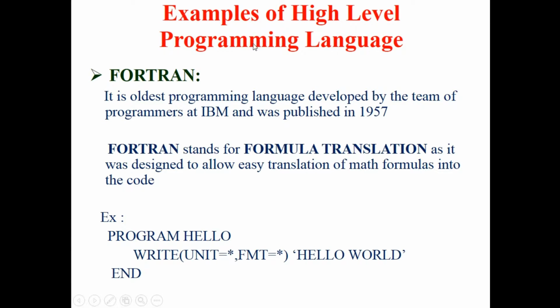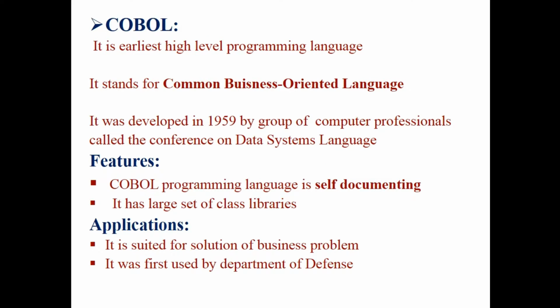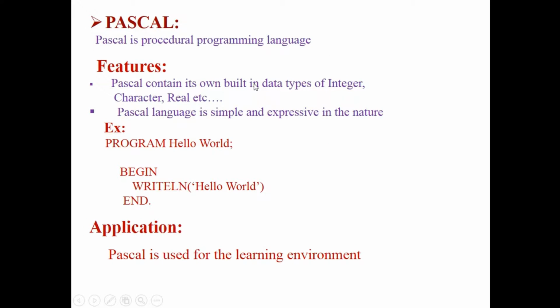Some examples of high-level programming languages are Fortran. It is the oldest programming language, developed by a team of programmers at IBM and published in 1957. Fortran stands for Formula Translation, as it was designed to allow easy translation of math formulas into code. Cobol is the earliest high-level programming language. Cobol: CO stands for common, BO for business-oriented, and L for language, common business-oriented language.